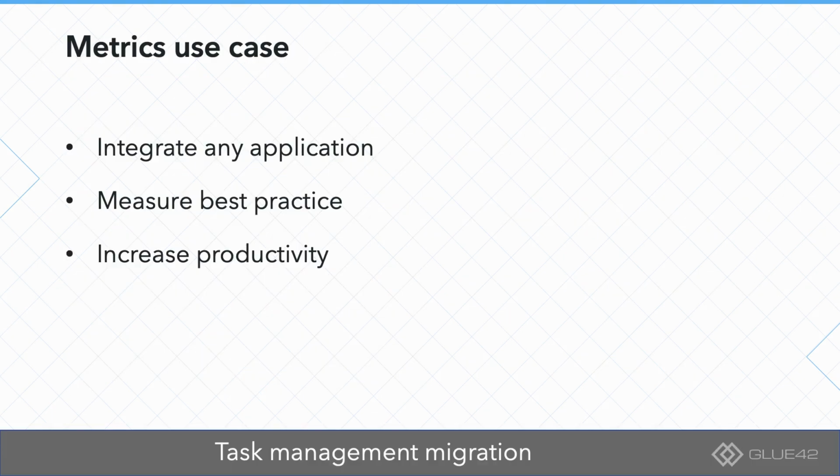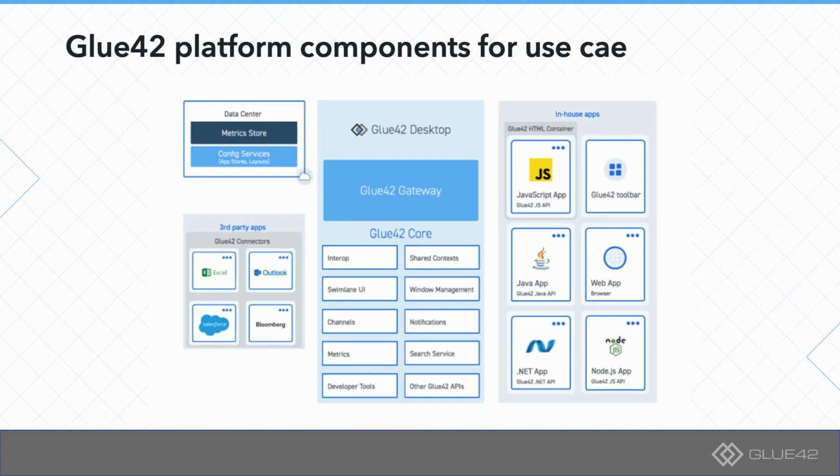Thank you, James. I'm now going to take you through a use case for metrics where we're going to show how Glue42 can integrate with any application, how we can measure best practice, and then how we can increase productivity. The Glue42 platforms used for this use case are going to be the metric store, the configuration services for changing the layout. We're going to connect to Salesforce using the Salesforce connector. We're going to have the Glue42 gateway that's going to bring everything together. We're going to see interop where applications will be sharing context, and all displayed inside of Swimlane UI, and some in-house applications written in JavaScript.